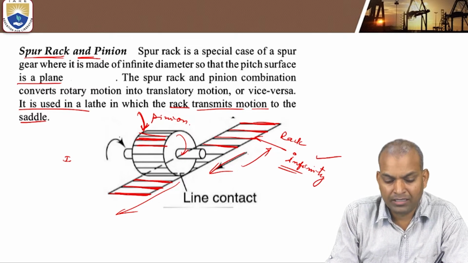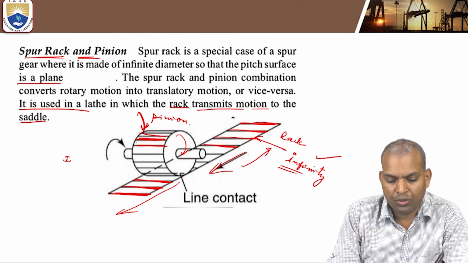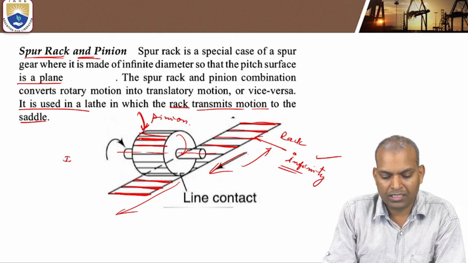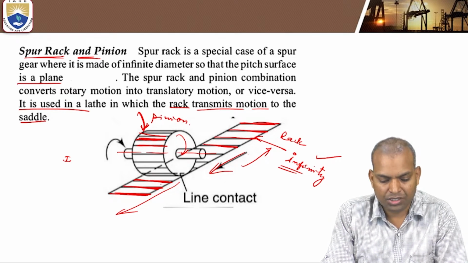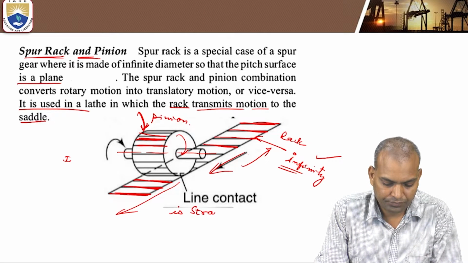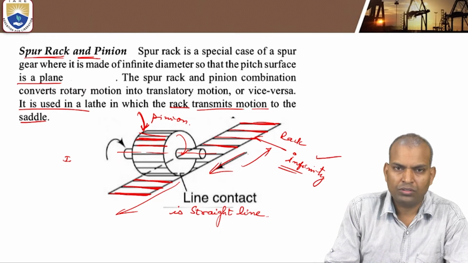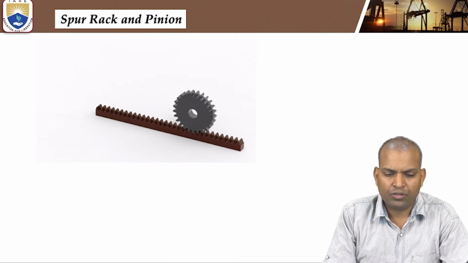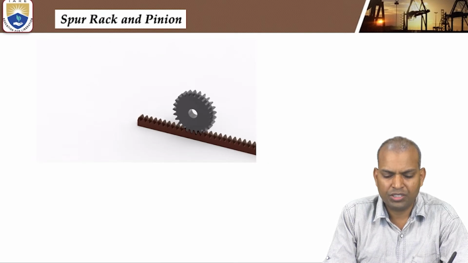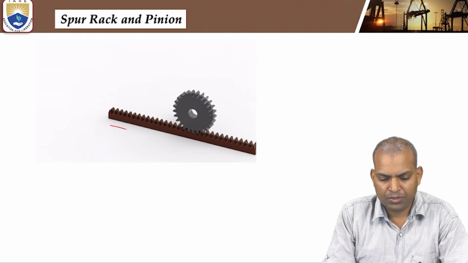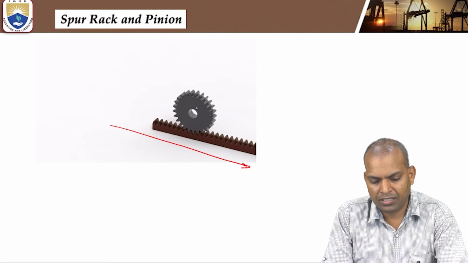So the line of contact is straight, as the teeth are straight. The pinion teeth are parallel to the direction of the axis, and the line of contact is a straight line. So this is the spur rack and pinion. The next classification we are going to see is animated. We are going to see how it moves. So it is the reciprocatory, translatory motion, and it is rotary motion.